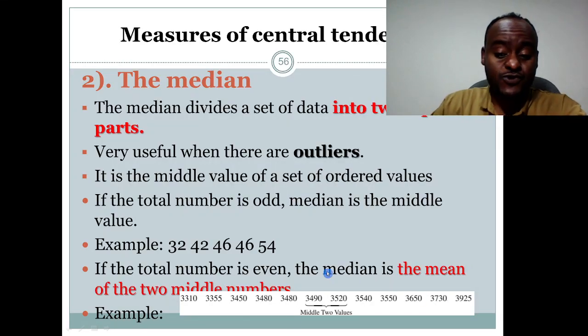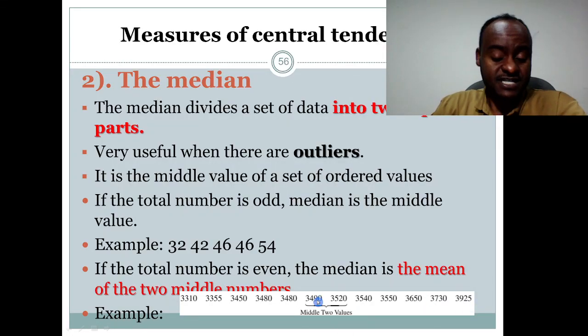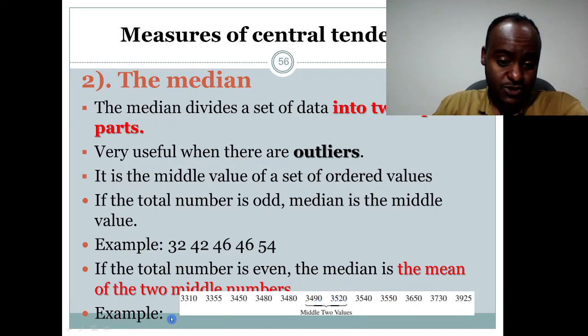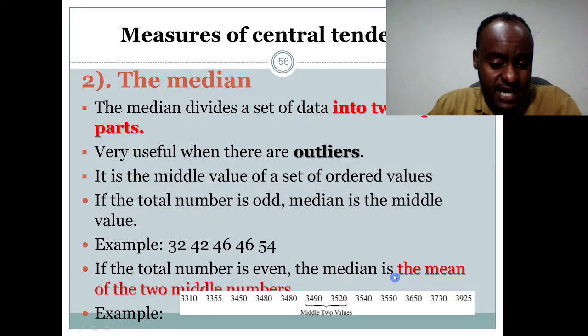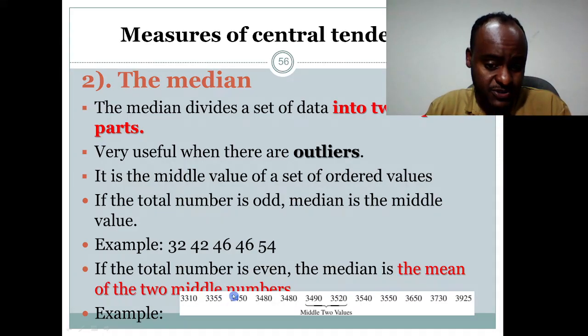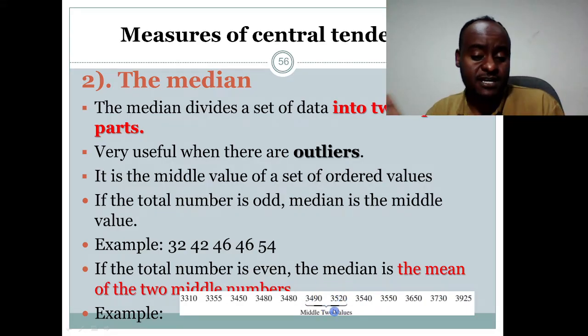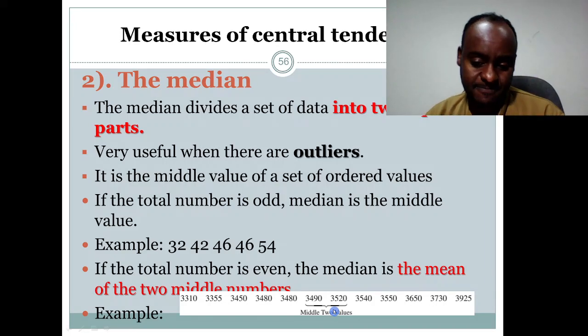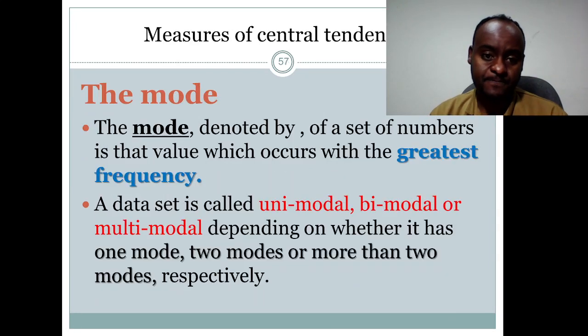So if your data set is even, then you can't get a single middle value because these 2 numbers are the middle values. So how do you get the median? The median is the mean of the 2 middle numbers. 1, 2, 3, 4, 5. This is the middle number. 1, 2, 3, 4, 5. This one is another middle number. These 2 are the middle numbers. And then you need to add them, and divide by 2. Then that is the median. That is how you calculate the median.